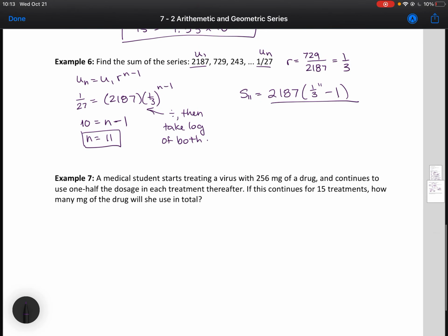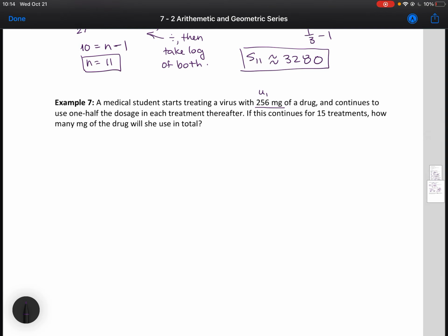Okay, one more example here, sort of an application type. A medical student starts treating a virus with 256 milligrams. This would be your first term, and continues to use 1/2 the dosage. This is telling you your R value. If she continues for 25 treatments, that is your number of terms, or your N. How many milligrams of the drug will she use in total? So you are looking for the sum of those terms.